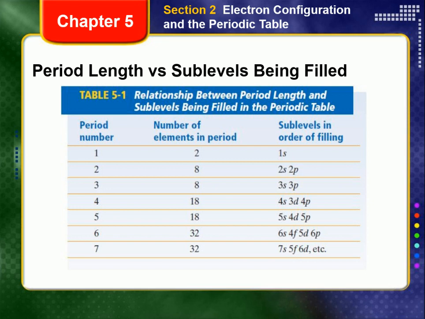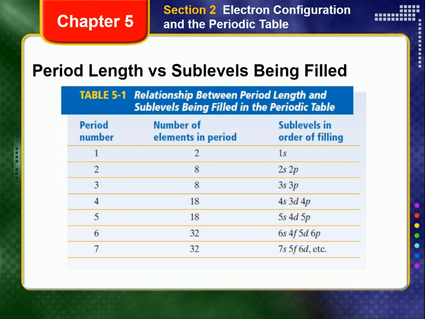In the first period, the 1s sublevel is being filled. The 1s sublevel can hold a total of 2 electrons. Therefore, the first period consists of 2 elements, hydrogen and helium. In the second period, the 2s sublevel, which can hold 2 electrons, and the 2p sublevel, which can hold 6 electrons, are being filled. Consequently, the second period holds 8 elements. Similarly, the filling of the 3s and 3p sublevels accounts for the 8 elements of the third period.